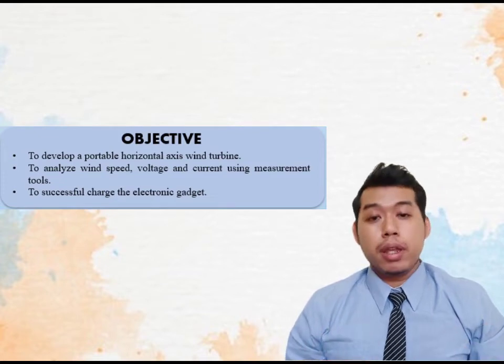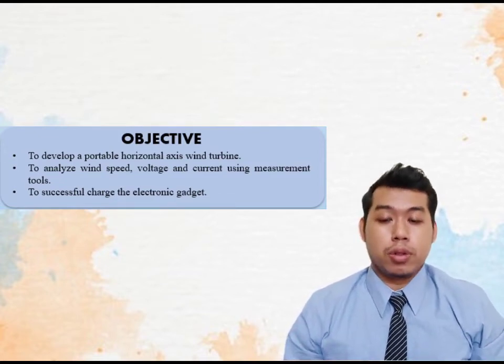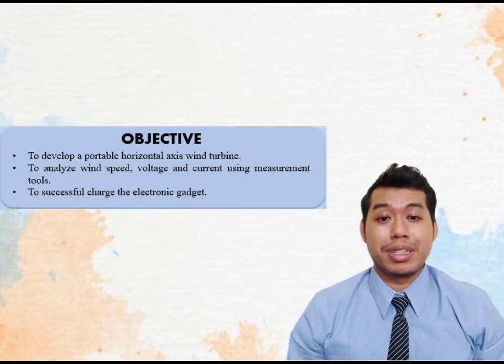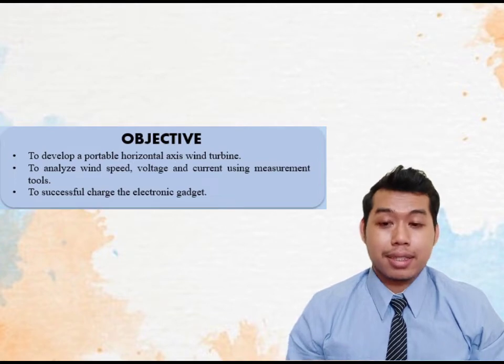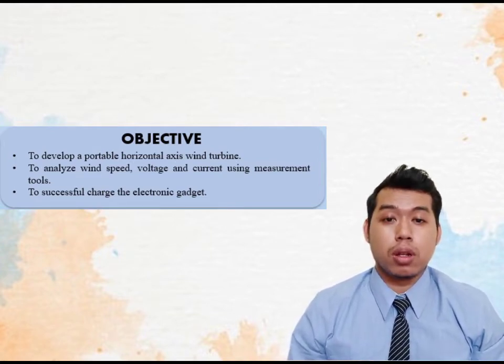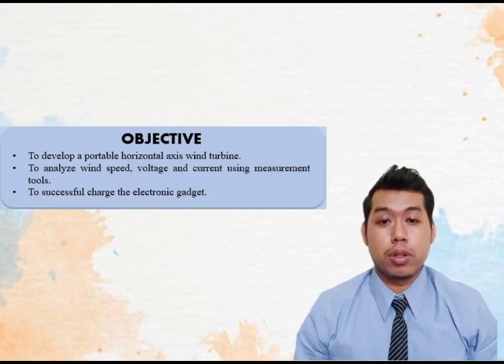Okay, the main objectives of this project are, first, to develop a portable horizontal axis wind turbine. The second is to analyze wind speed, voltage and current using measurement tools. And lastly, to successfully charge an electronic gadget.